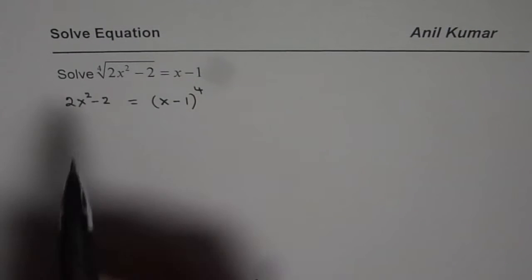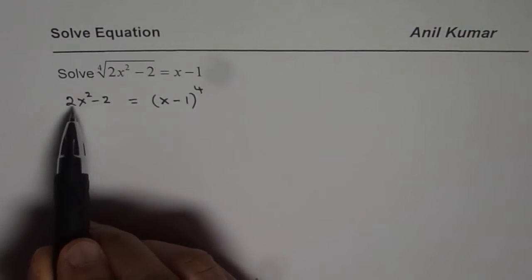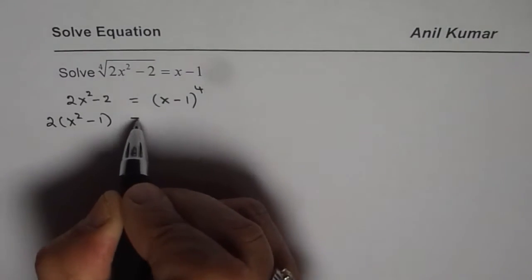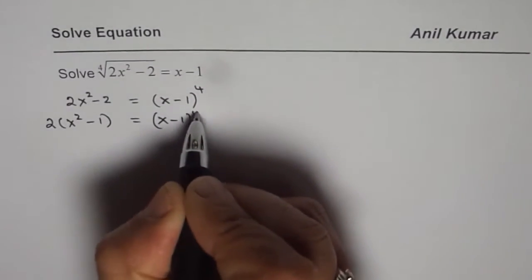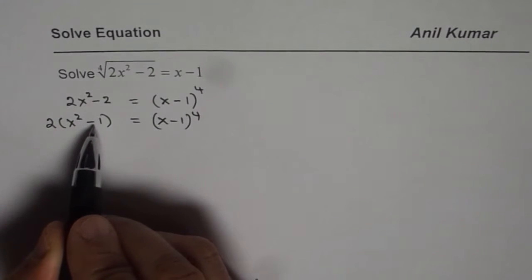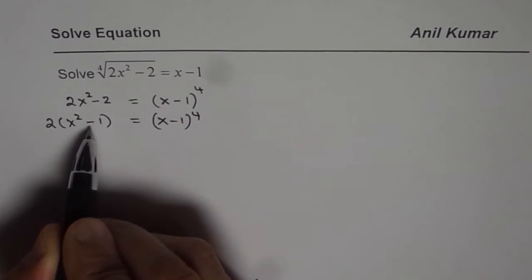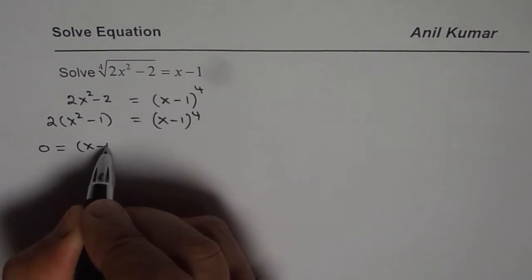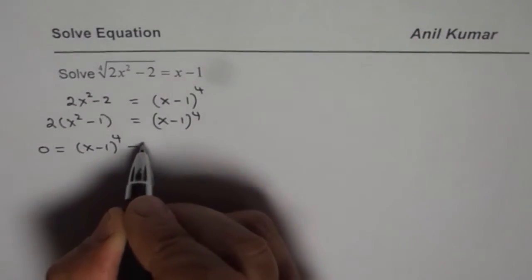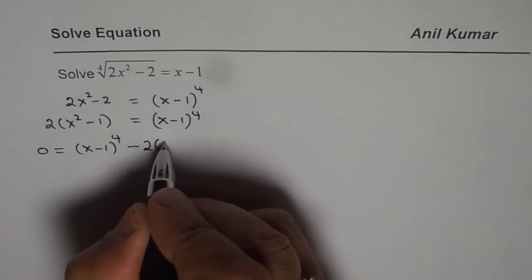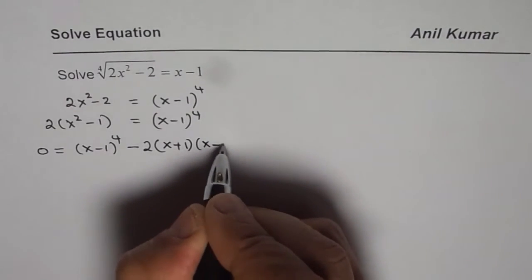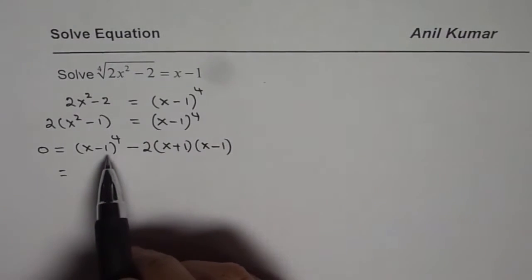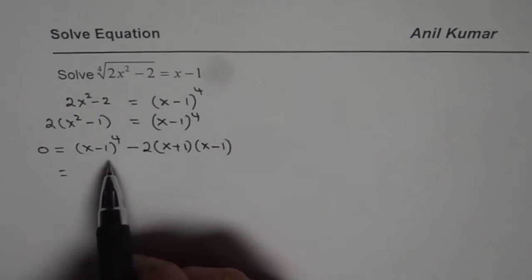Now let's move further. What we notice here is that we can take 2 common. So if I take 2 common, I get x squared minus 1 equals (x minus 1) to the power of 4. And x squared minus 1 can be factored, right? So I'll take all these terms to the right side and say 0 equals (x minus 1) to the power of 4 minus 2 times (x plus 1)(x minus 1). Instead of expanding and simplifying, I'm taking help of factoring. That saves us a lot of time in the test, right?